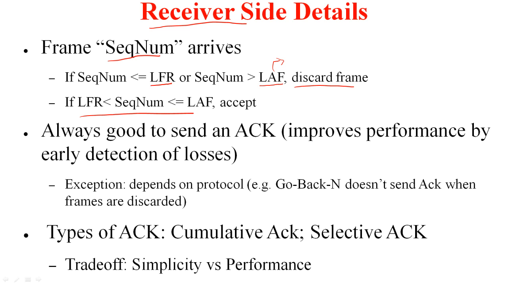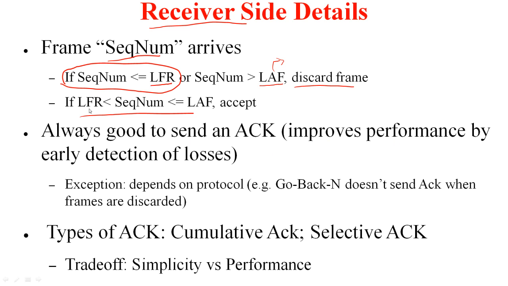Now, in this particular case where it has already seen this particular frame, it is going to discard. But in this case, does it make sense to send an ACK? So no matter what, it is always good to send an ACK because you are providing more feedback to the sender. As long as the sender design is handled carefully, more information doesn't hurt. And this can definitely improve performance by early detection of losses.